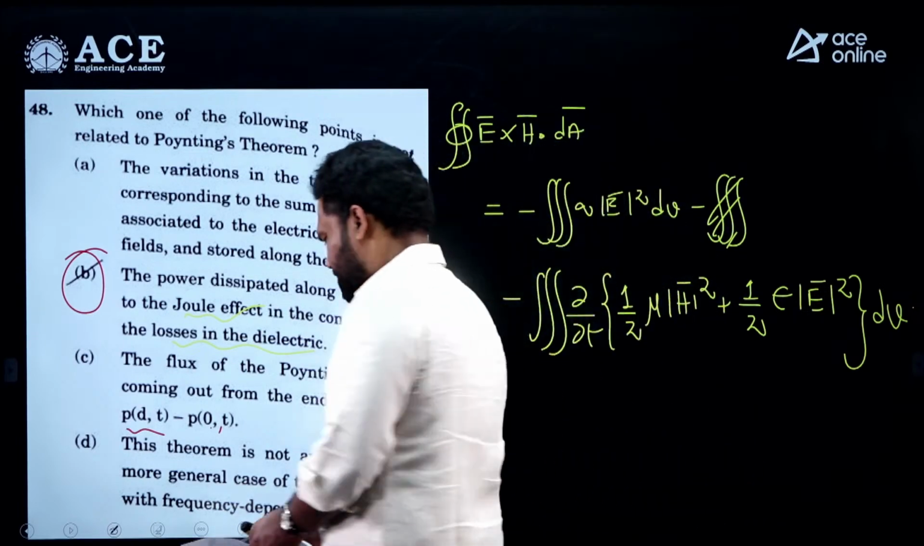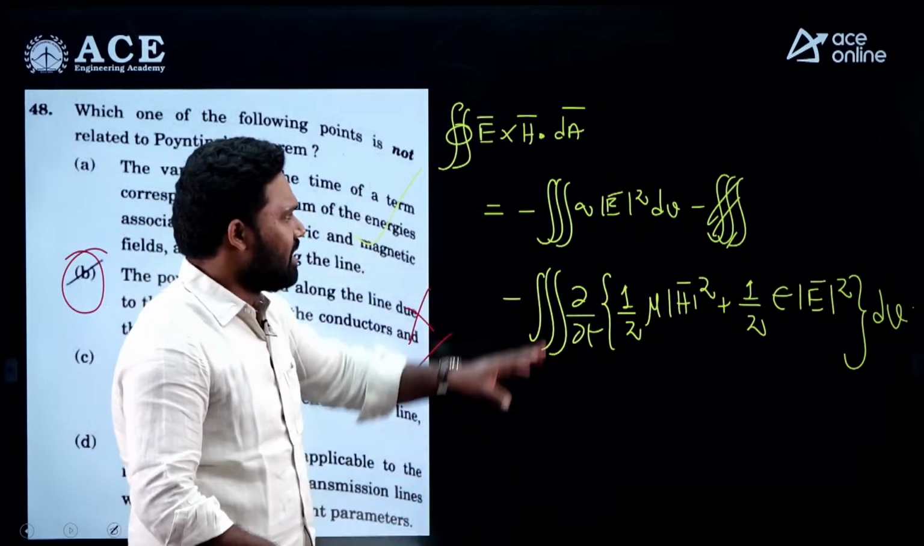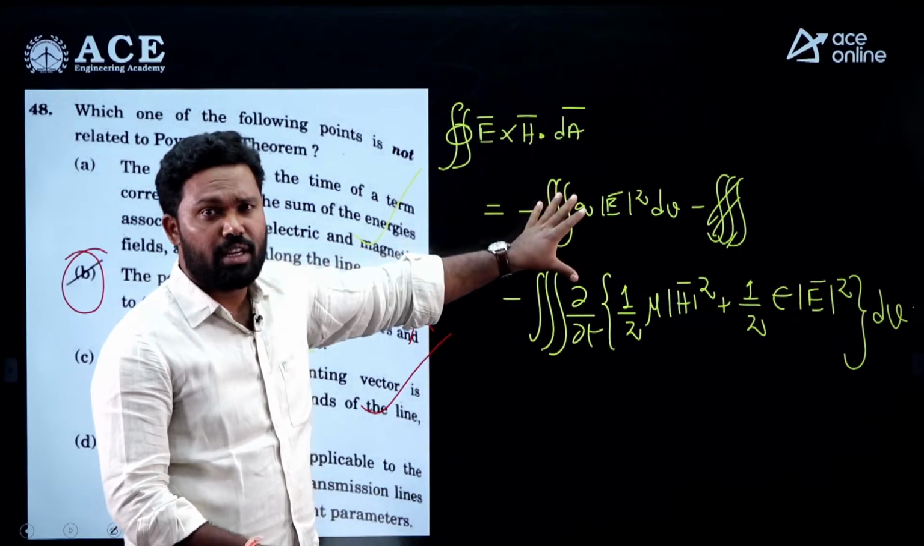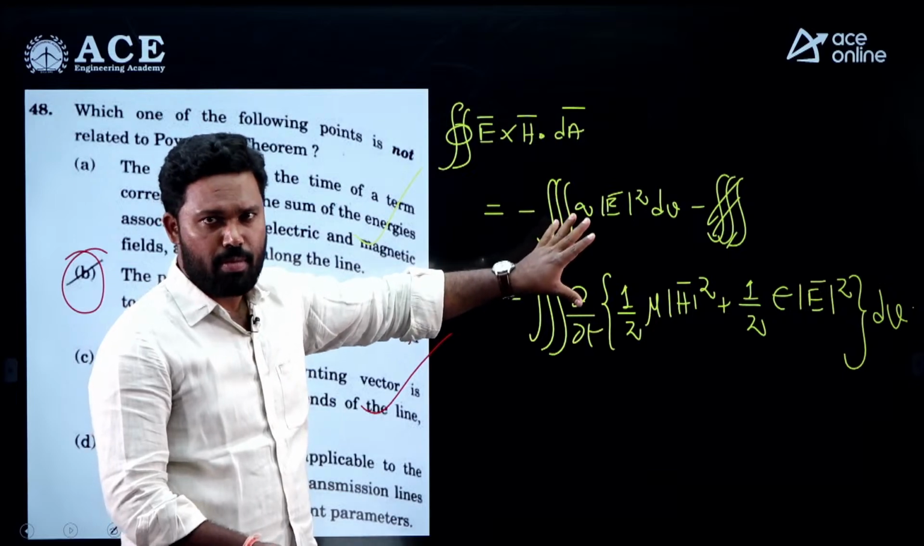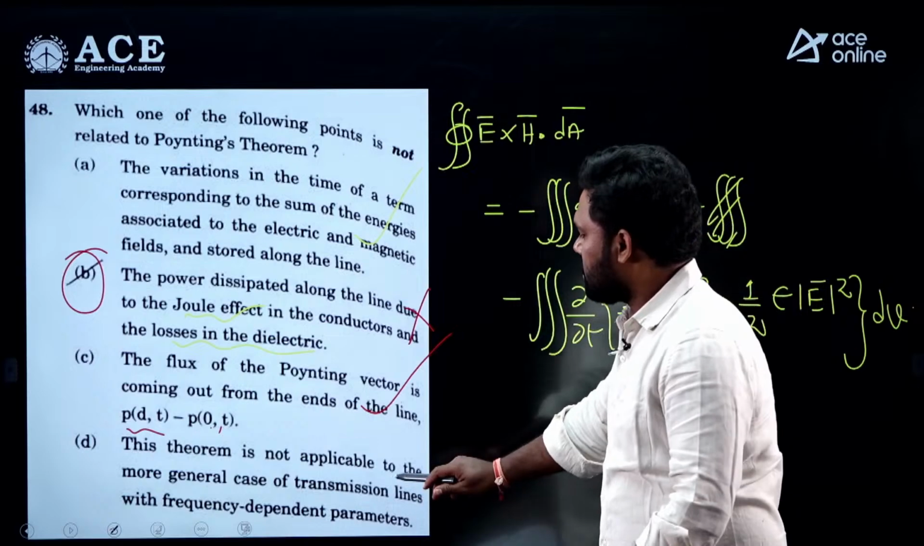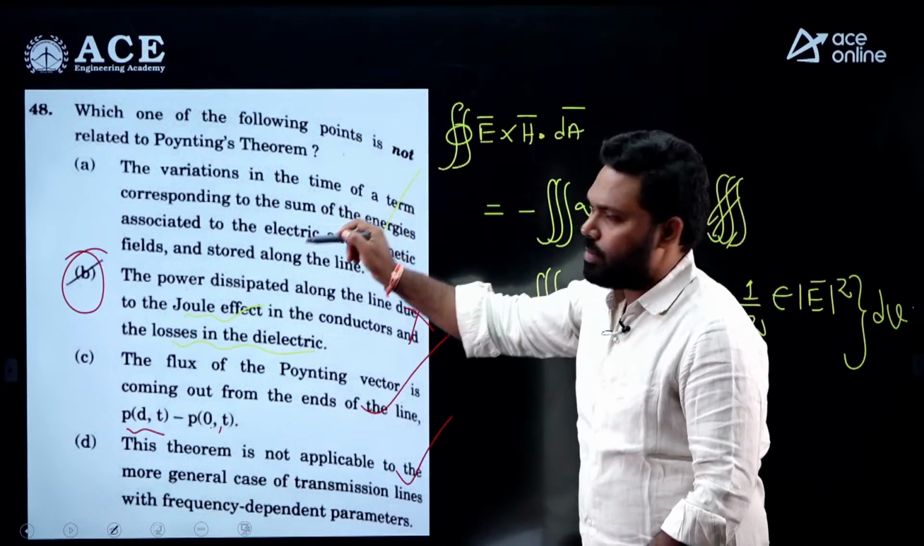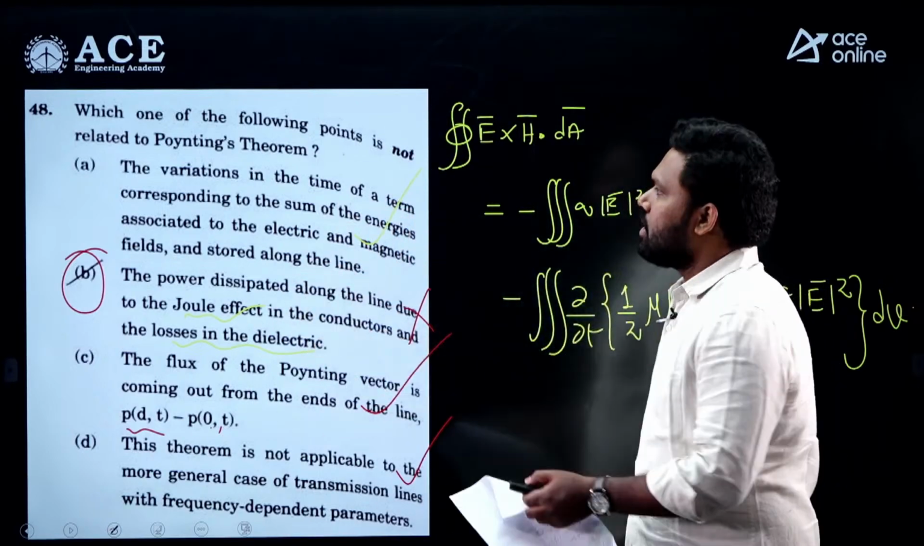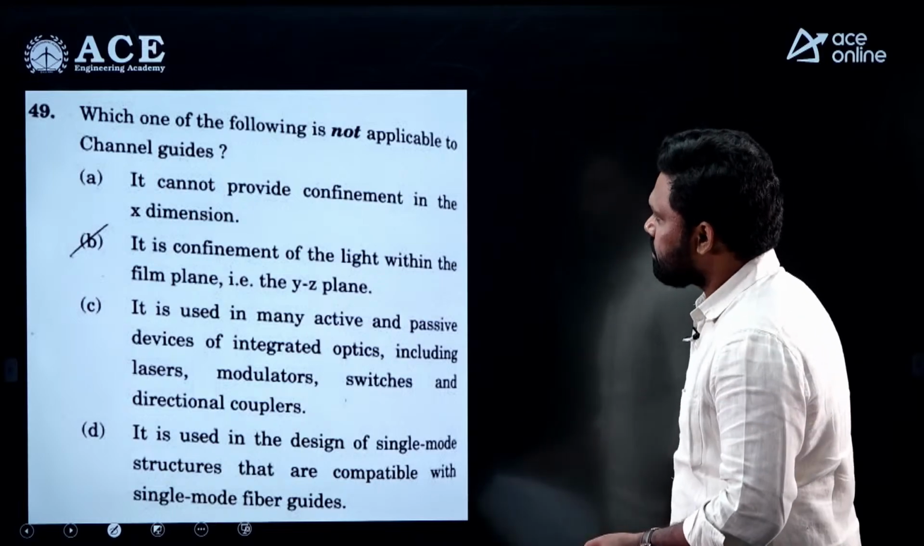dependent parameters. See here, this is a general expression. This is valid for any medium, any structure. Fine. So there is nothing like a limitation on the frequency of operation. Fine. So this statement is correct. So the wrong one would be option B, and this is the answer. Fine. So let us try to deal with the other question.